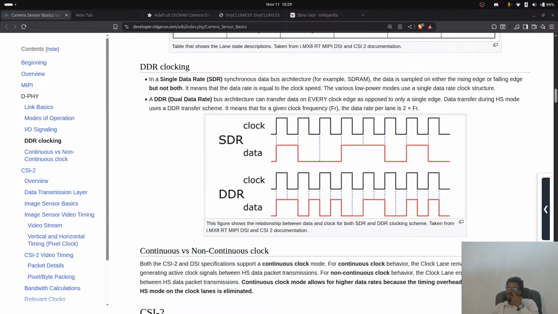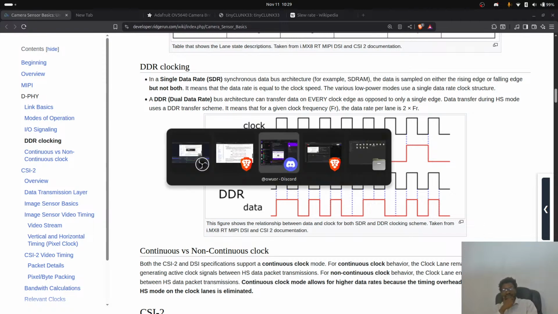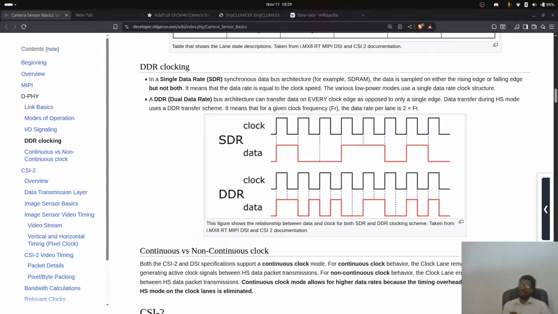So now let's come on to one of the things that makes this thing really fast. One of the things that really enables MIPI to be as fast as it should be, and once you start understanding that hardware can do this, it becomes quite obvious how data can be moved really quickly. So there's something called DDR clocking. So data rate clocking.